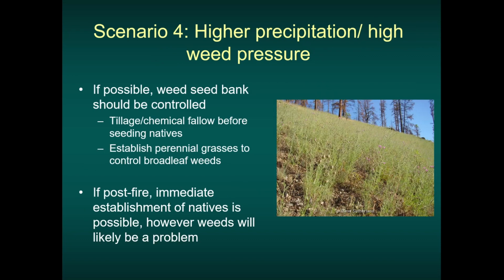And then scenario 4, a higher precip site with high weed pressure. If at all possible, I would do something with this site and control the weeds. But in these montane sites like this, you're going to want to consider erosion. Reducing the cover for a couple of years might result in some unwanted erosion.